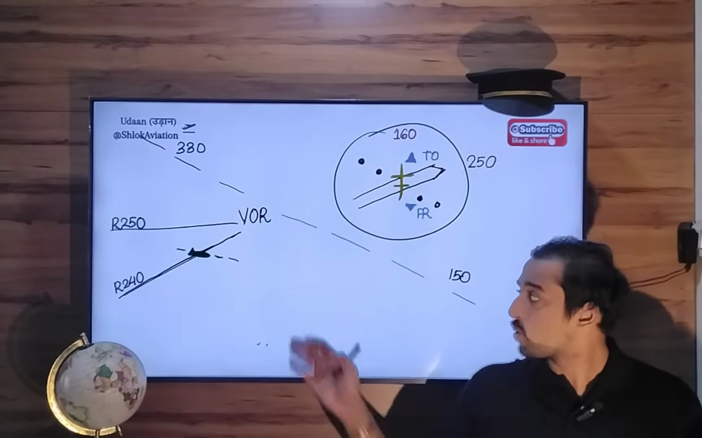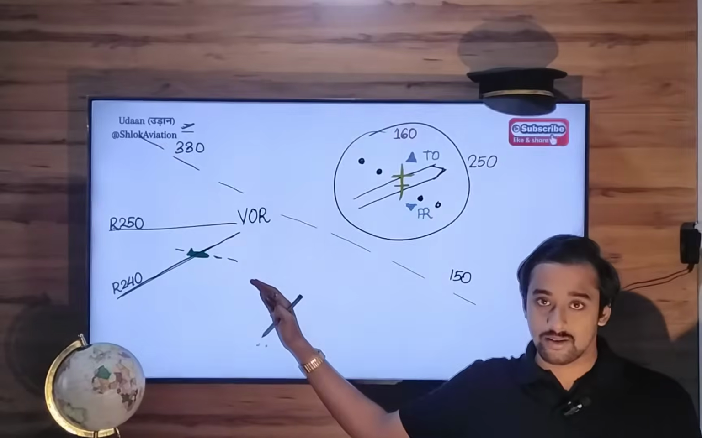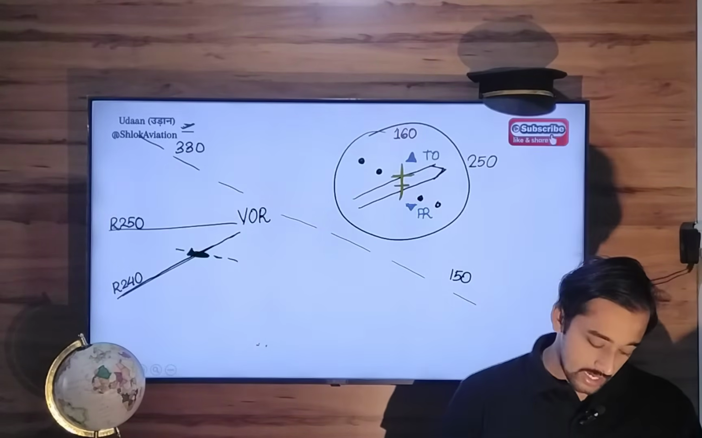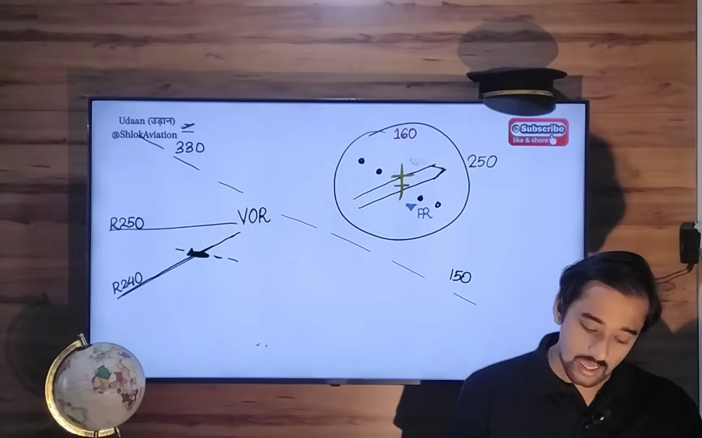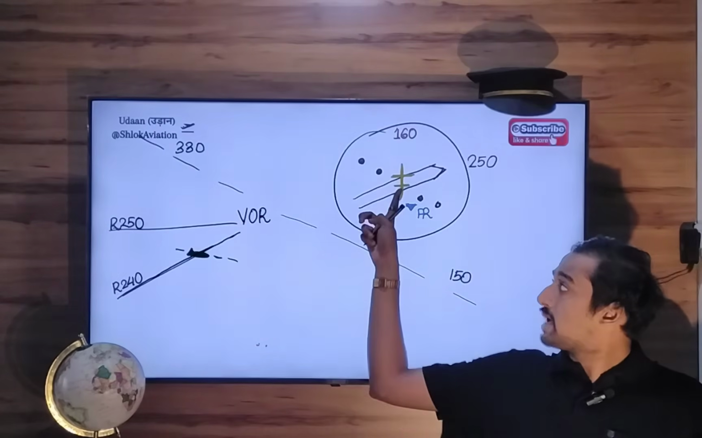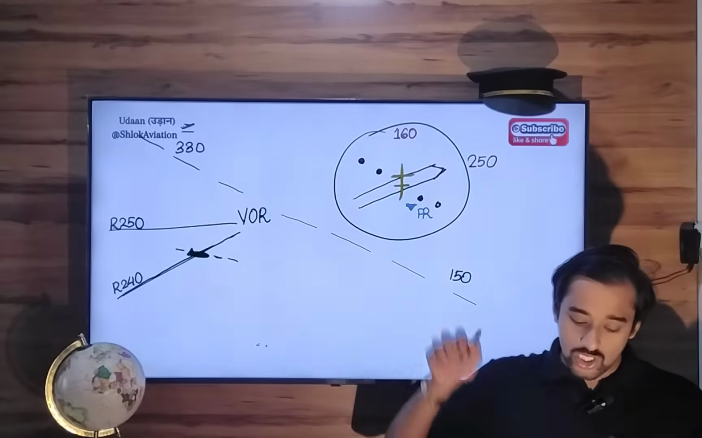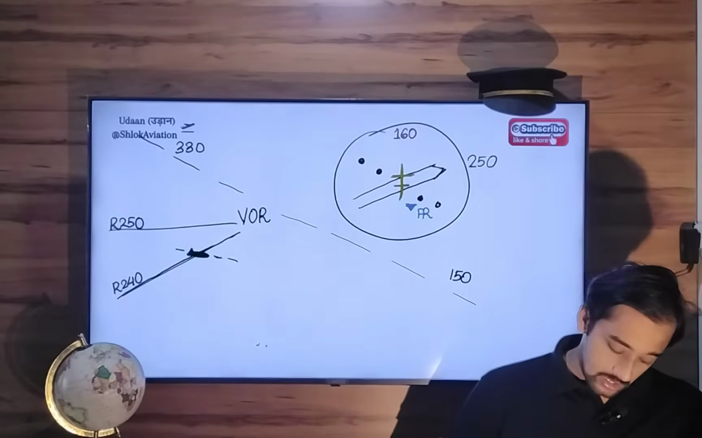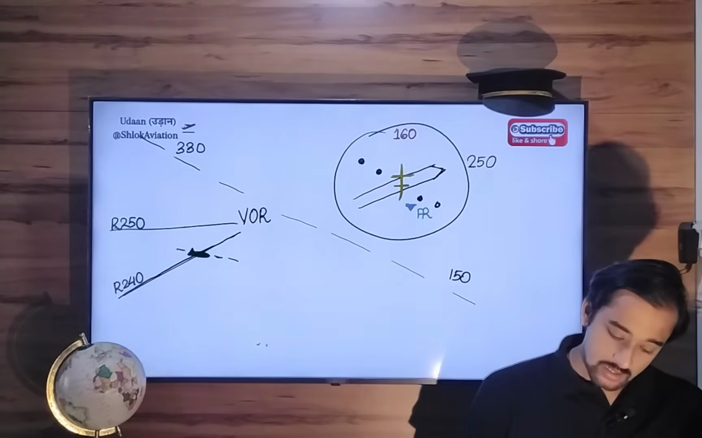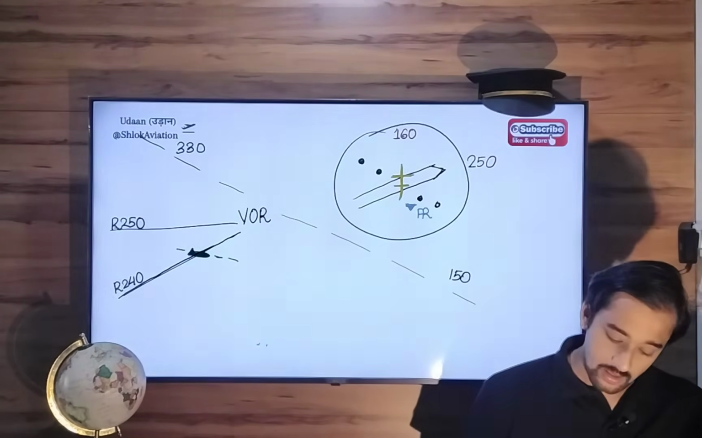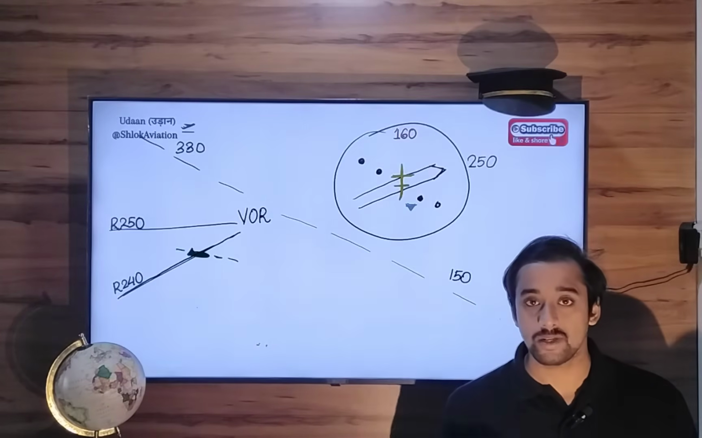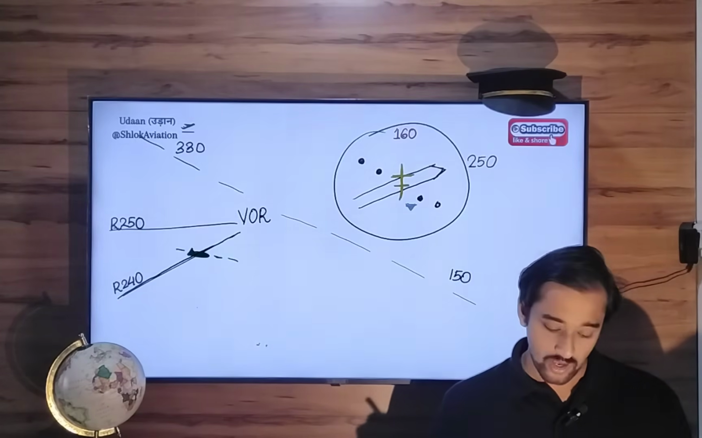Now in this case, I told you we are in the outbound sector. In an outbound sector, you are flying away from the VOR. So the indication will be FROM, and therefore the triangle will be behind the aircraft symbol, which means FROM. But this FROM won't be written on the instrument. You have to look at the triangle, whether it is ahead of or behind the aircraft. If it's behind the aircraft, that means you're tracking away from the VOR.